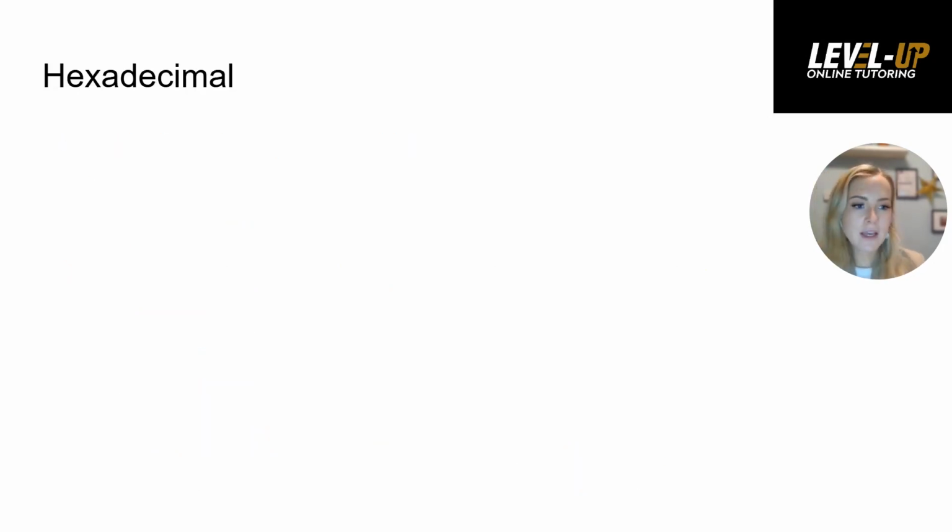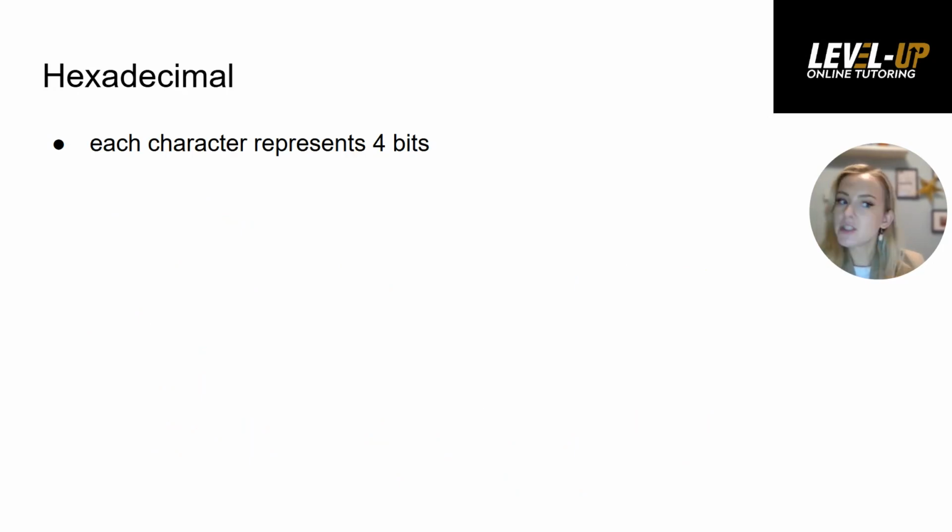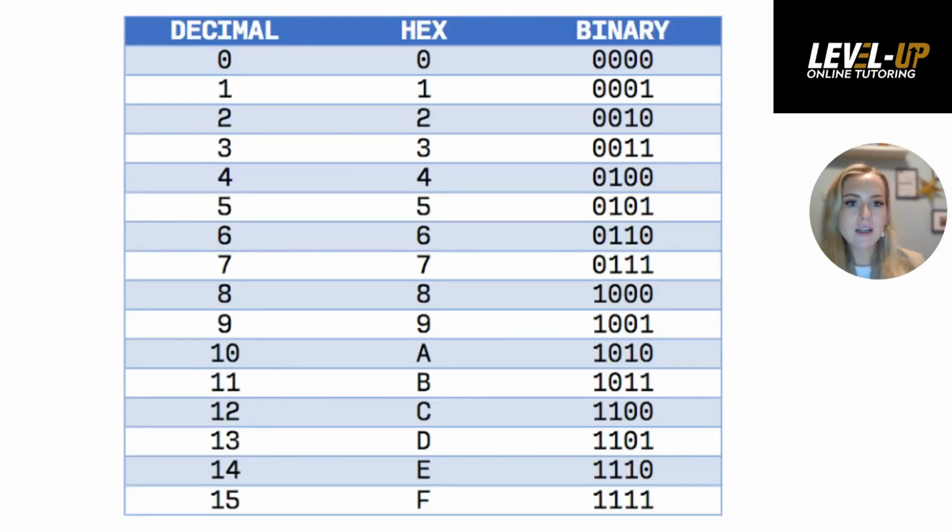So now we're looking at something called hexadecimal. Hexadecimal is just another number system, just like decimal or binary. However, each character represents 4 bits. It's a base 16, which means we have 16 different characters to choose from to represent an amount. And it looks a little bit like this. So hex is the middle one.